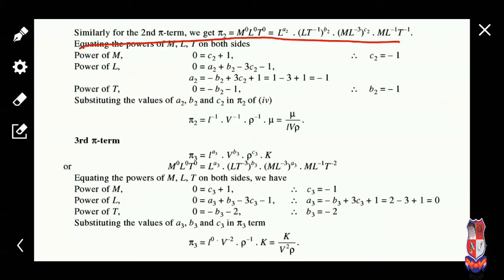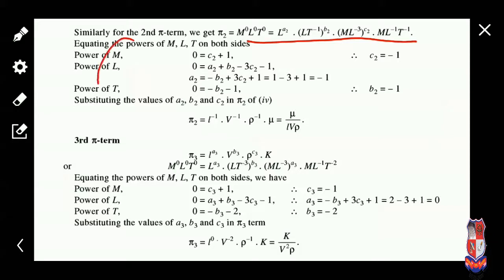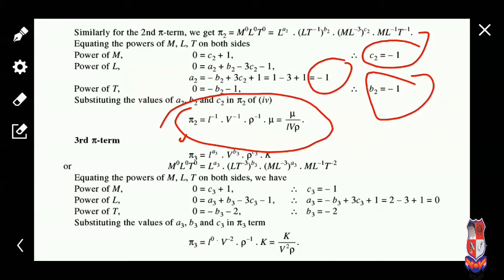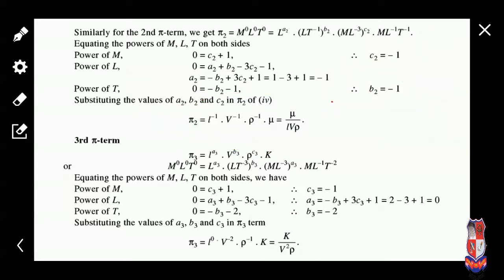Now follow the same procedure for the second pi term, the pi 2 term. Write all the variables of the pi 2 term in the form of MLT, compare the powers of M, L and T, and find the values of the arbitrary powers. So here we find C2 is equal to minus 1, B2 is equal to minus 1, and the A2 value is also minus 1. So put the values of the powers in the pi 2 term. We arrange the variables according to power: mu upon L V rho. So pi 2 is equal to mu upon L V rho.